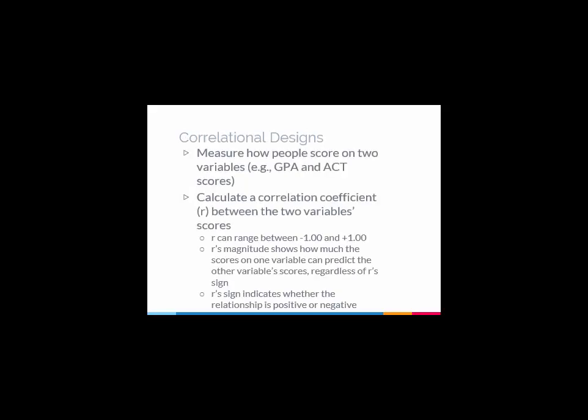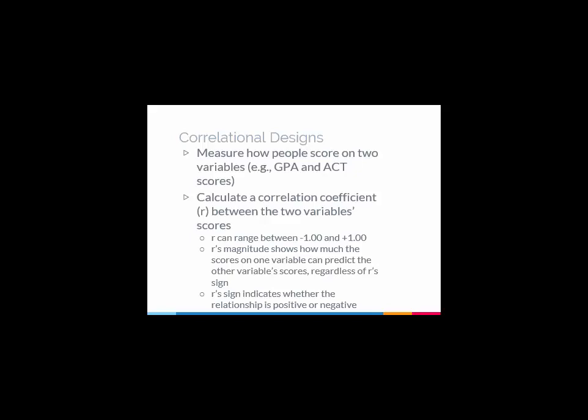Correlational designs measure how people score on two variables. For example, we might measure how an individual scores on GPA and ACT scores. We would then calculate a correlation coefficient, which is R, between the two variables' scores. This value simply tells us how much those two variables relate to each other. R's can range between -1 and +1.